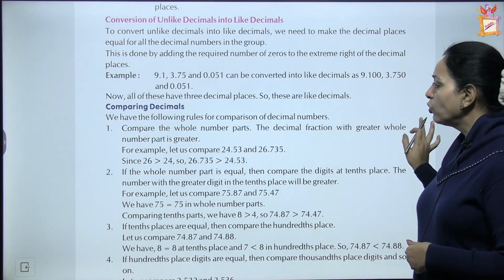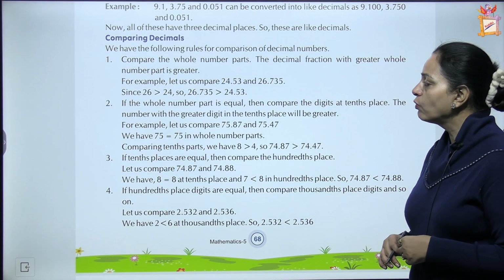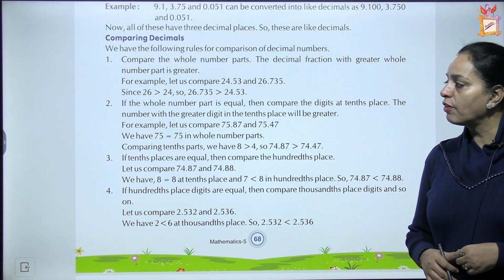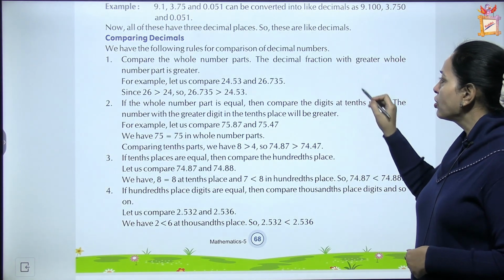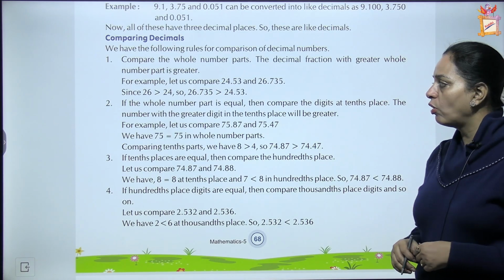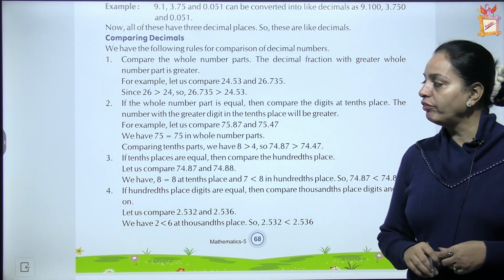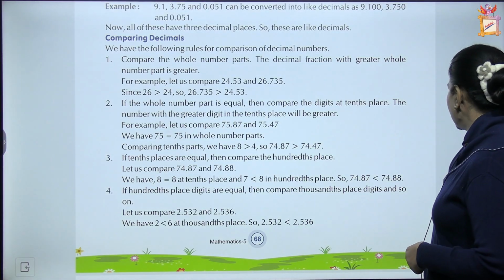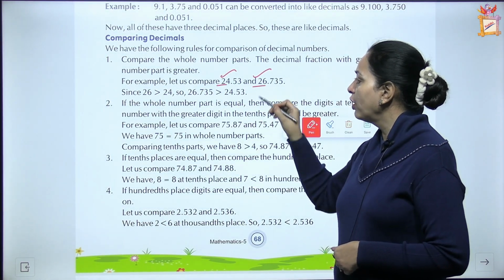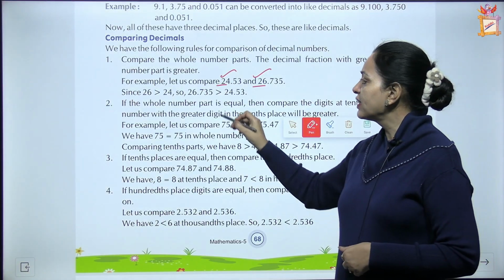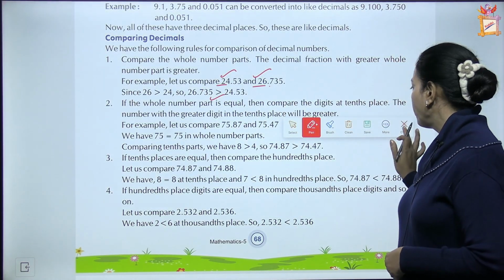Okay, now we are doing comparison of decimal numbers. We have the following rules for comparison of decimal numbers. The first one, compare the whole number parts. The decimal fraction with greater whole number part is always greater. See, let us compare 24.53 and 26.735. So compare whole parts 24 and 26. So 26 is greater than 24. So that's why this number is bigger.